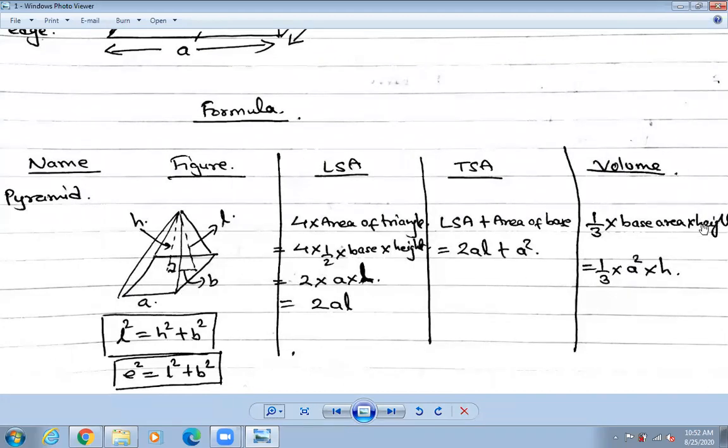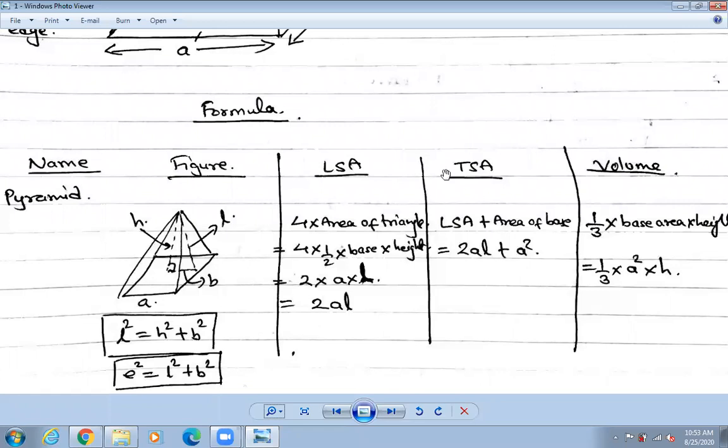Always, in case of volume, we need H. In case of LSA and TSA we need L; we don't use H there. Remember this technique: in case of LSA and TSA we need only L. If it's LSA, what do we need? L. We don't need H. But in case of volume, what do we need? We need H, not L. Got it? So that thing you need to remember.